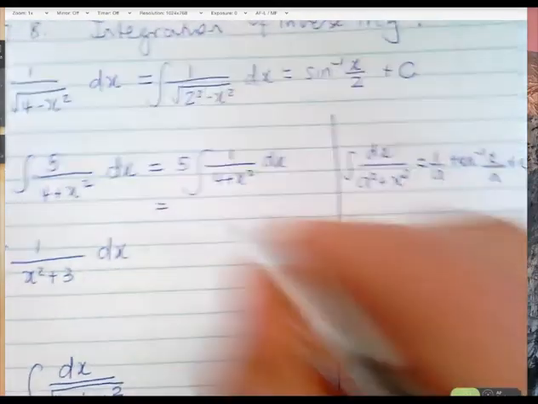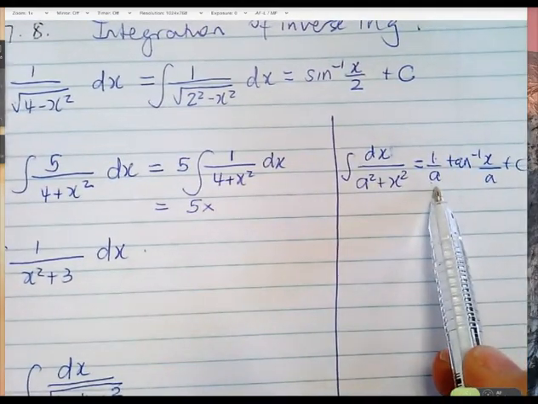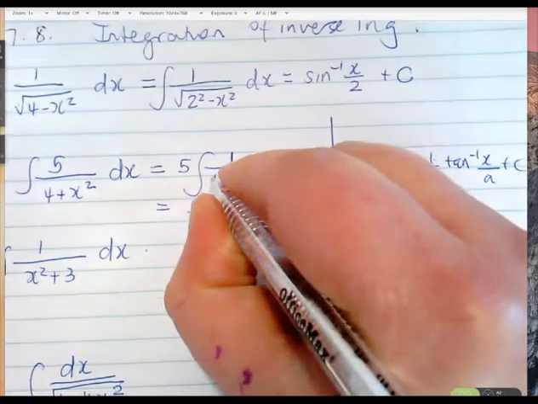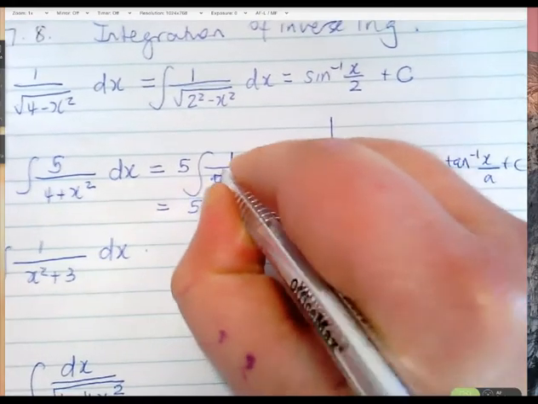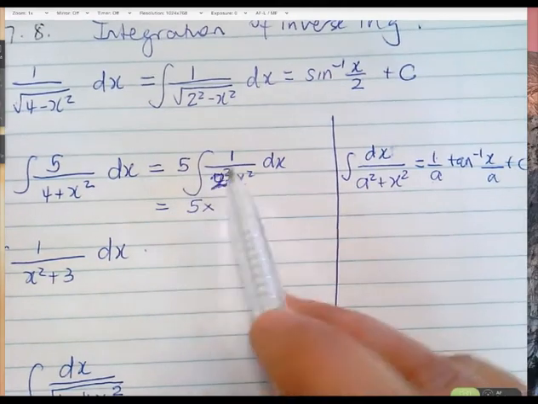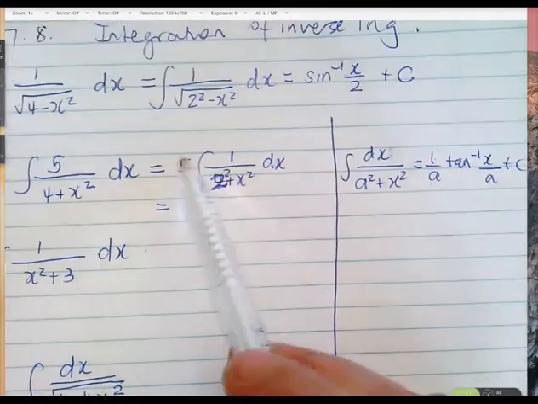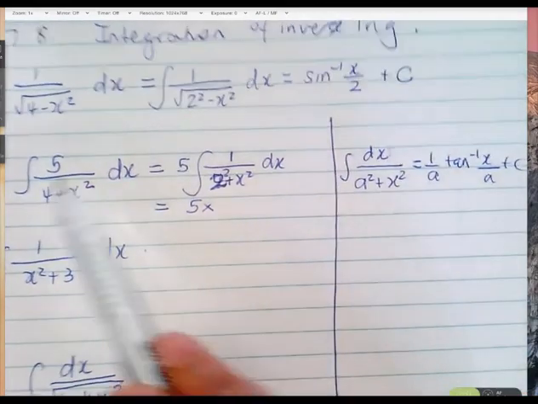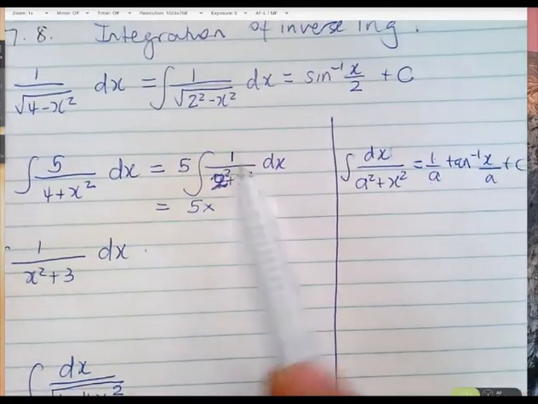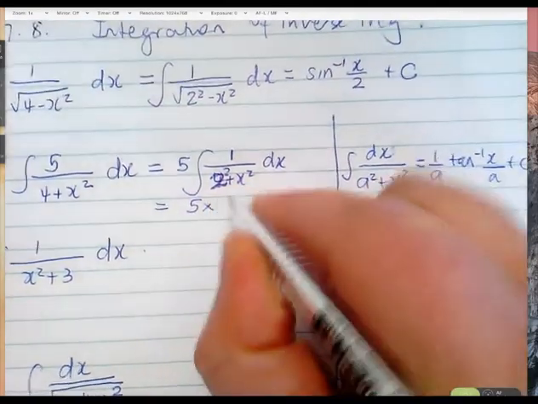So therefore, the integral is 5 times, what do you put here now? What does a equal? I'm going to write this as 2 squared, by the way, girls. Can you see that? So that is 5 times the integral of 1 over 2 squared plus x squared. So it's 5 times, I want it to look exactly as the formula is. 5 out the side the front, 1 over 2 squared plus x squared.